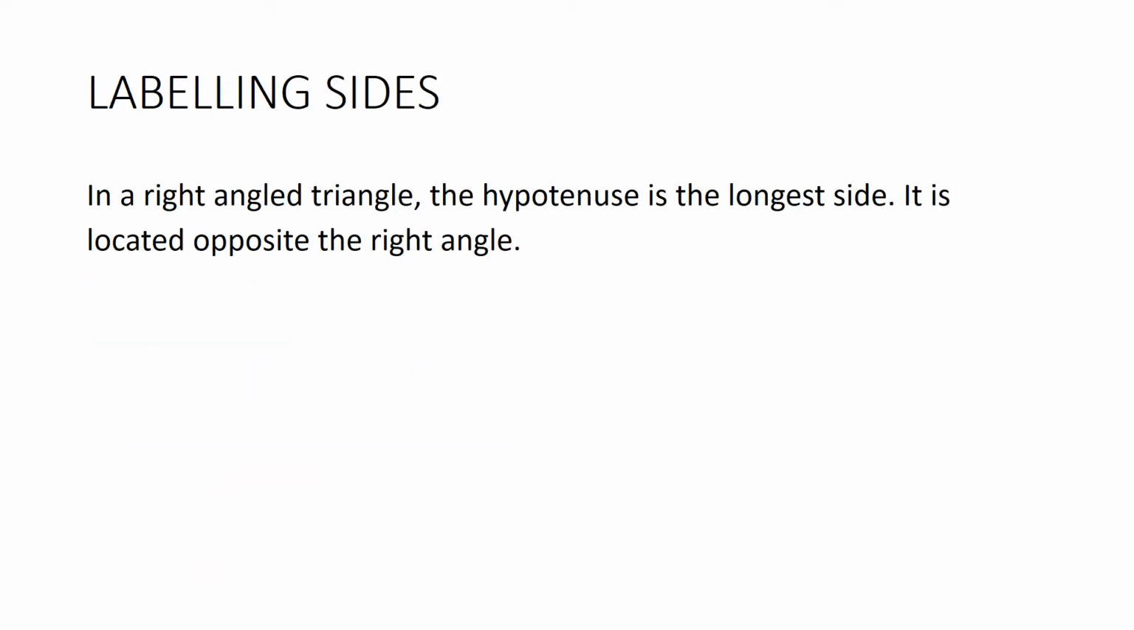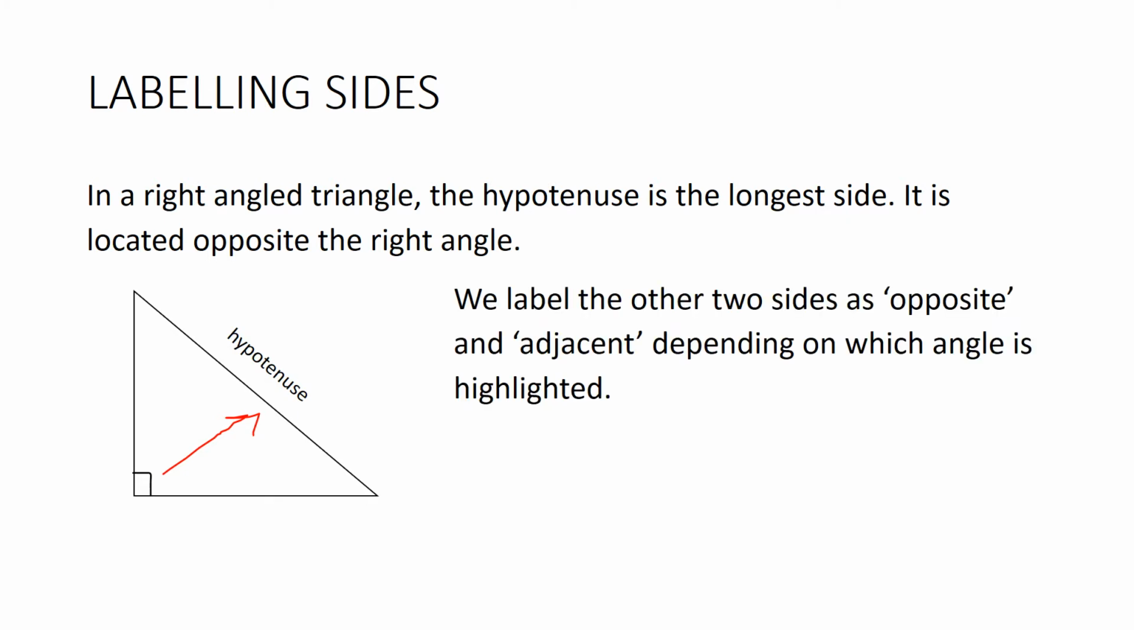In a right angled triangle, the hypotenuse is the longest side and it's located opposite the right angle. So here's the right angled triangle, and the side that is opposite that right angle is the hypotenuse. Now, we label the other two sides as either opposite or adjacent, but it depends on which angle is highlighted. So let's just get rid of this.